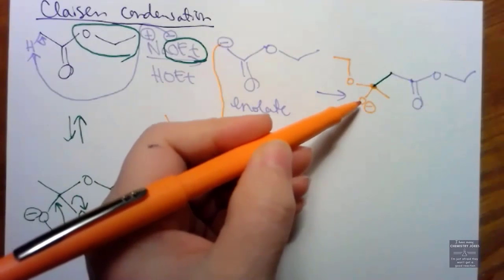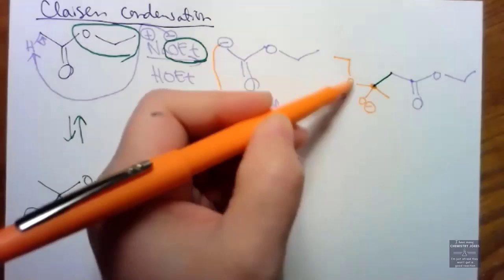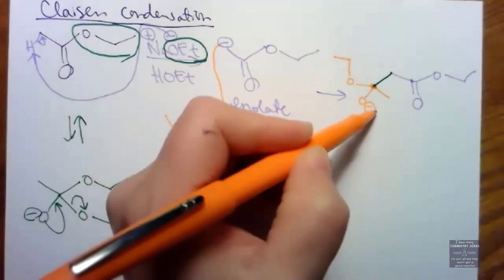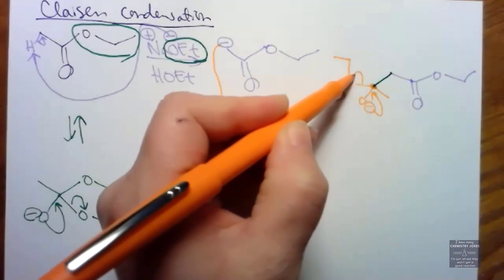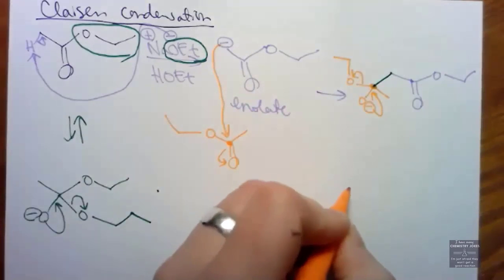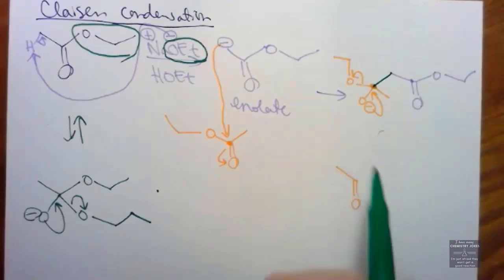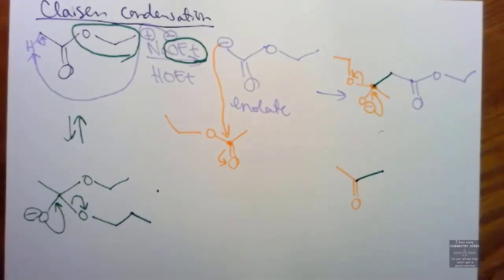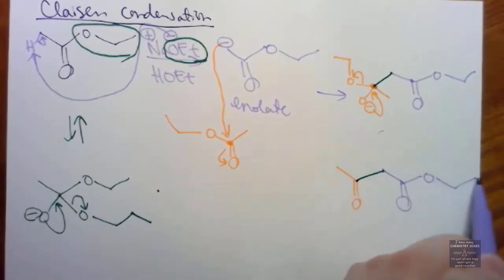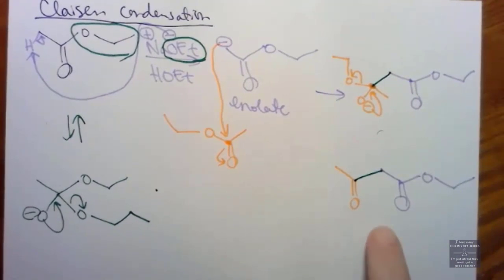So this intermediate has 2 oxygens on it. We can fold down and kick out our weakest base, our best leaving group here. I'm going to swing that carbon around that direction so that you can more easily see what's happening here. And here's my product. Ish. What? Yeah, this is my product.